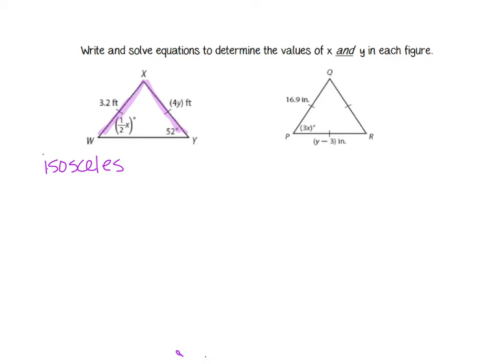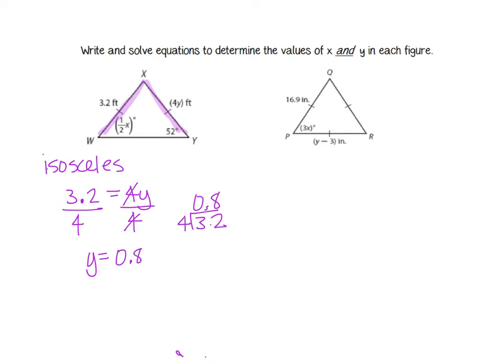So I can write the following expression. 3.2 is equal to 4y. Where did I get the 3.2 from? This side measure that they gave me, the 4y from this one. So now I have to work at isolating the variable. I have multiplication going on, so the opposite of that is division. And so I have isolated the variable, y, it's by itself, because these two have canceled out. And so now I have a division problem where I have 4 into 3.2. And so I think you can see that y is equal to 0.8 or 8/10.